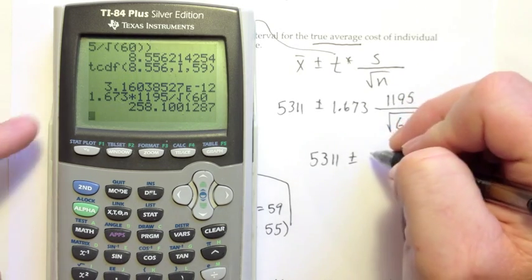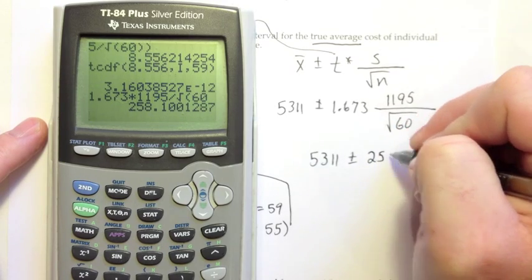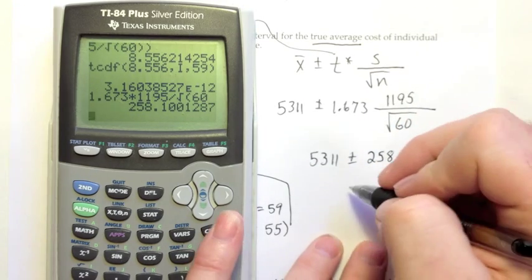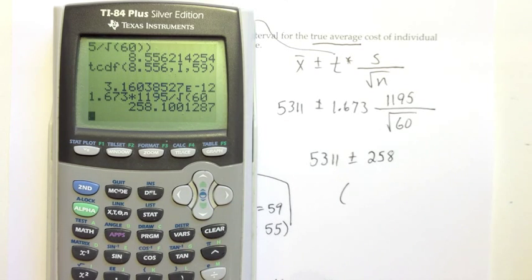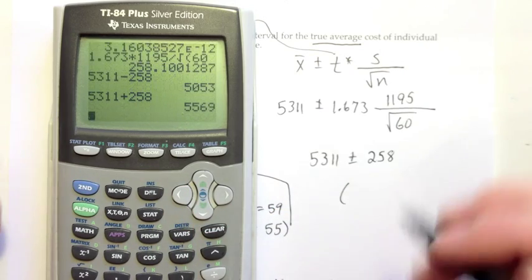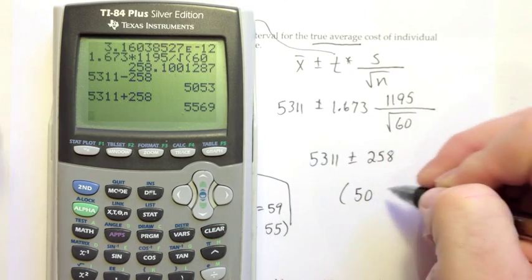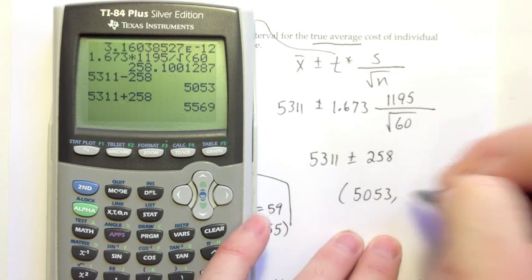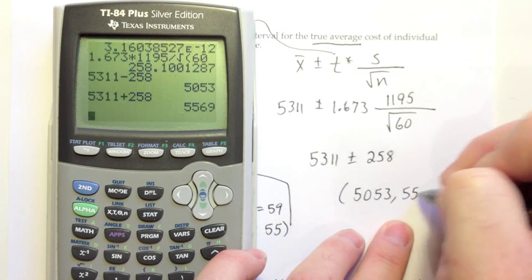But remember, we're supposed to match decimals with our point estimate, so since this is a whole number, I'm just going to go to the whole number on this one as well and just put plus or minus 258. And then we get our interval by taking the point estimate, 5311, subtracting 258, and adding 258. So our boundaries are 5053 and 5569.